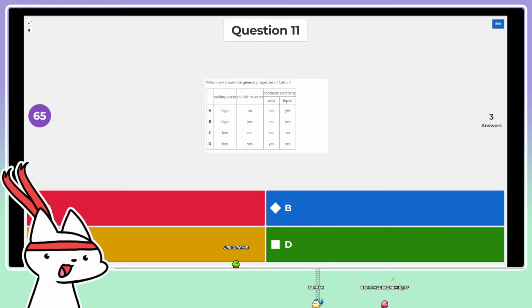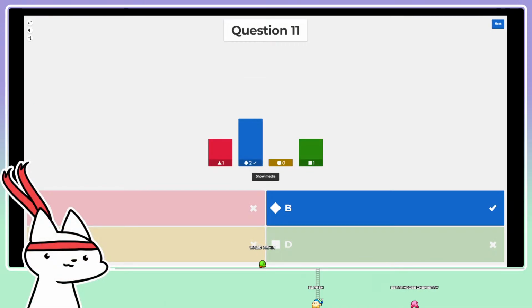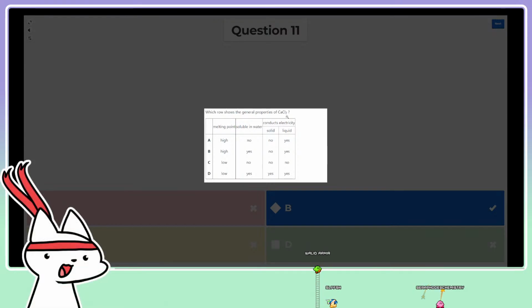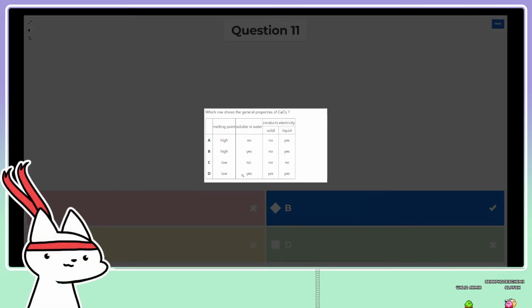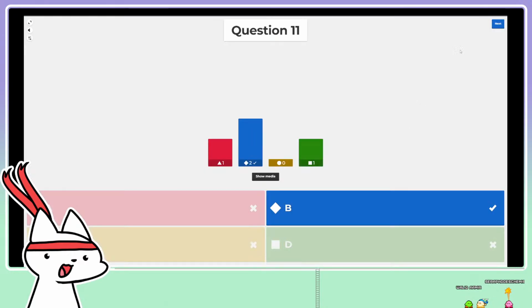So calcium chloride is ionic. Metal, non-metal. So calcium donates and transfers electrons from calcium to chlorine. So they must be able to conduct electricity in liquid and aqueous, but not in solid. Okay, so melting point should be high. So the answer in this case should be B. Melting point low normally should be referring to covalent compounds.